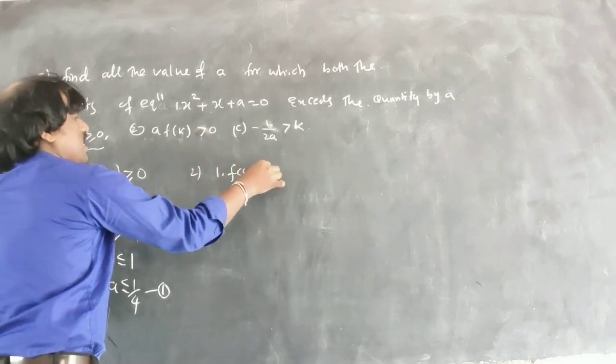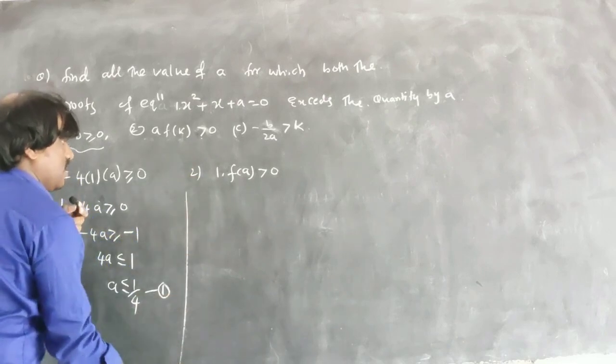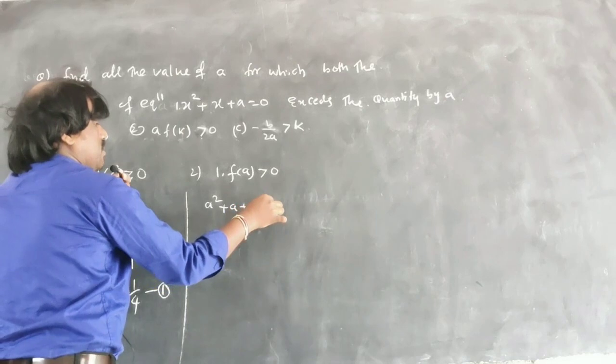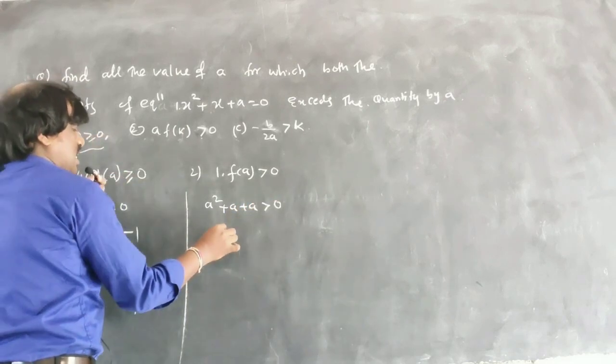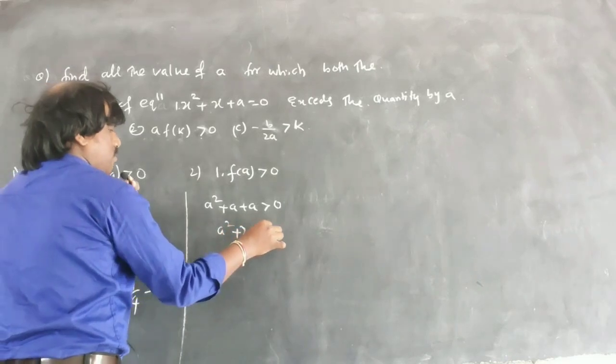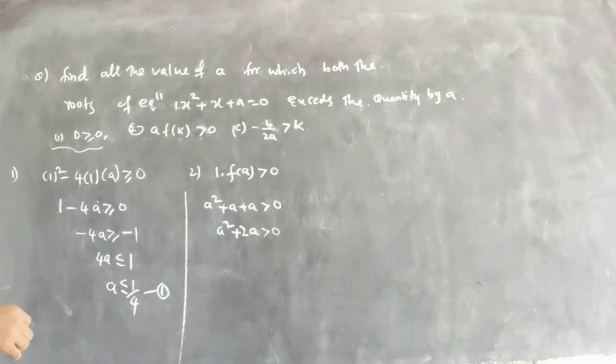It must be greater than 0, which means if I substitute A in this, it must be greater than 0. So what am I getting here? A square plus 2A must be greater than 0. Hope you understand. Wherever x is there, we are substituting A over there.